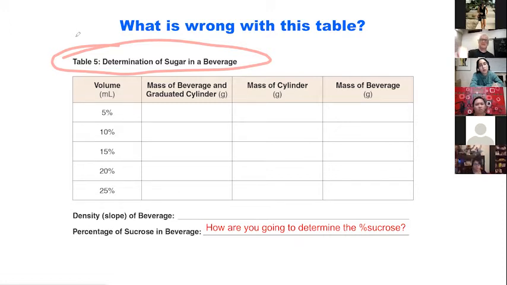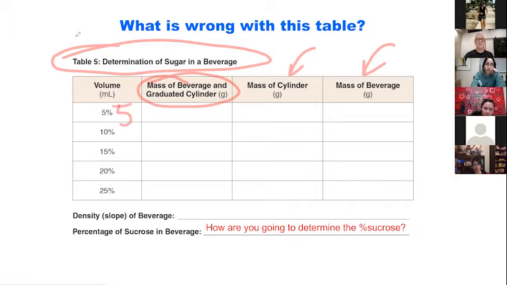Yeah, we're just going to put the mass of the cylinder. It should be the same. If you're using the same cylinder, it should be the same mass. You're determining the mass of the beverage. Nothing wrong with that. Nothing wrong with the mass of both the beverage and the cylinder. Something else is wrong. The percentage of the volume. Right. There's no such thing as 5% mils. So there shouldn't be a percent there. The volume is 5, not 5%. So these shouldn't be there.